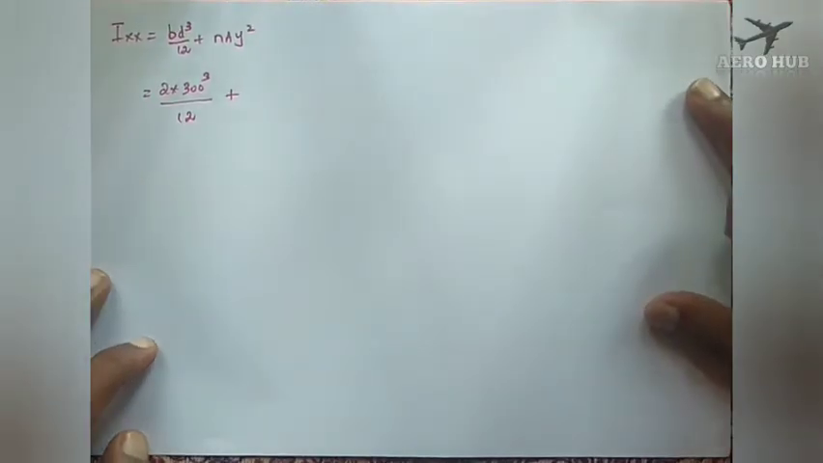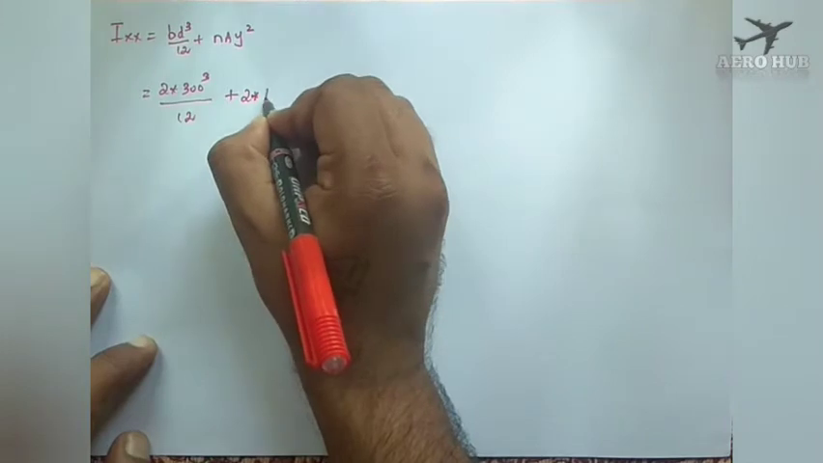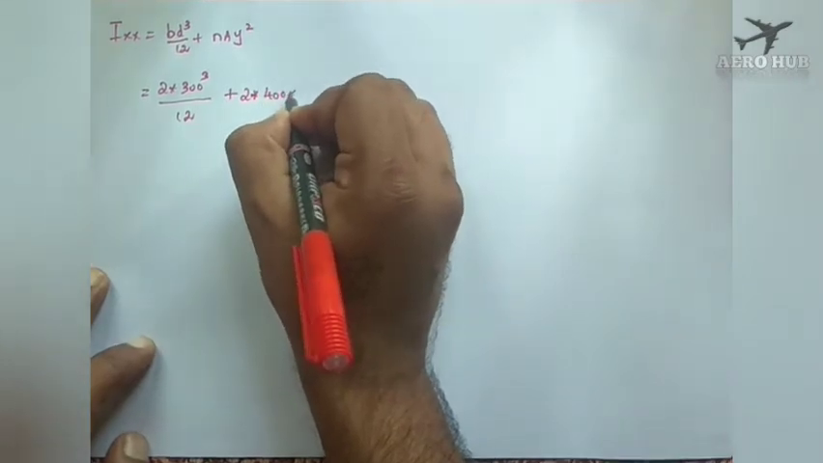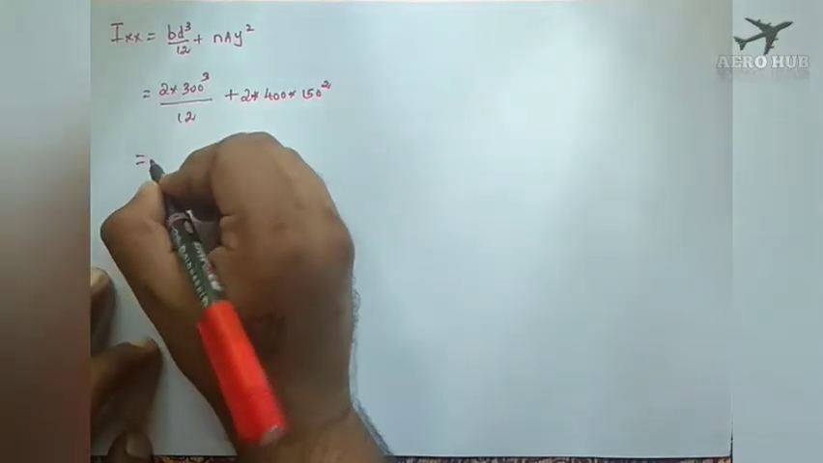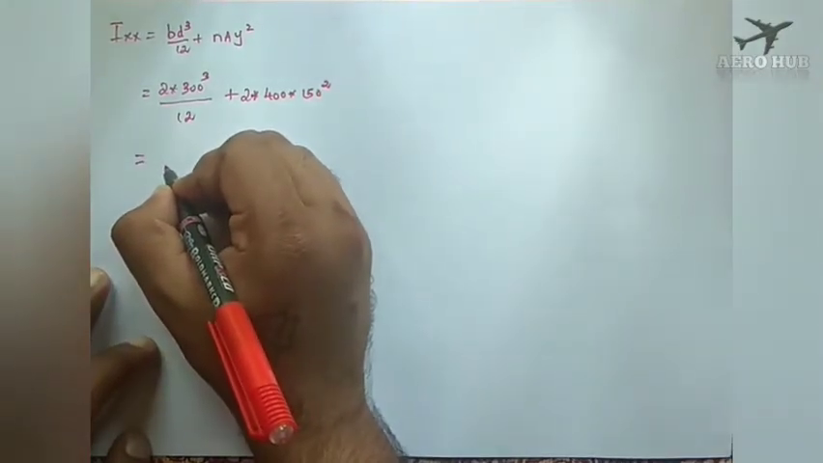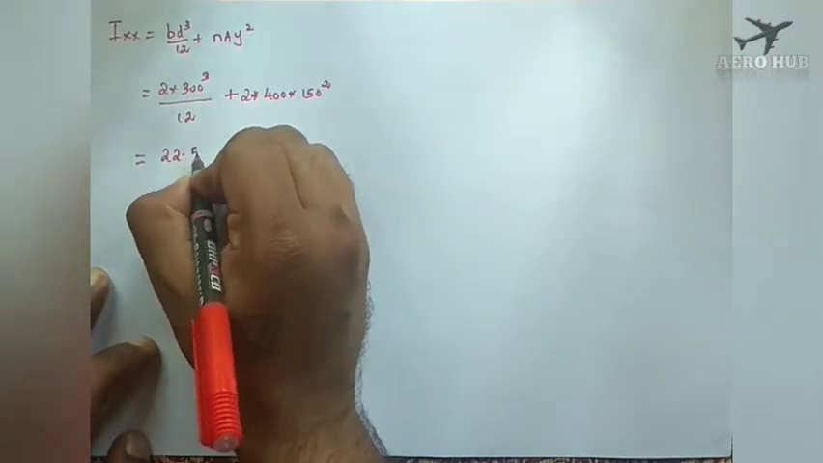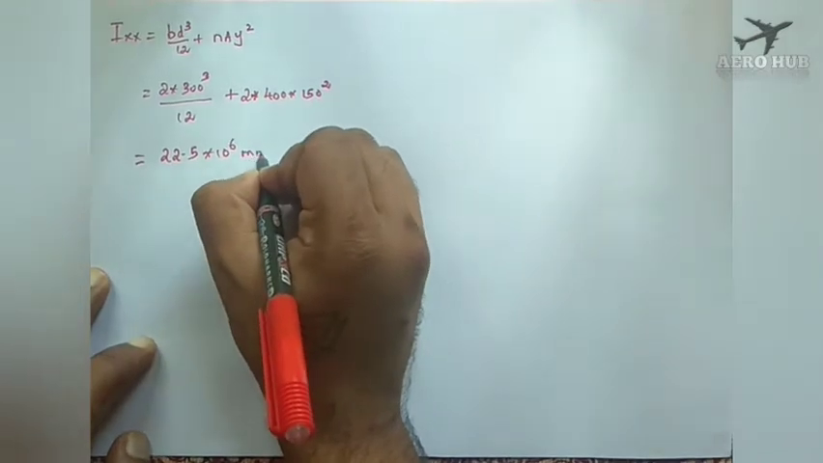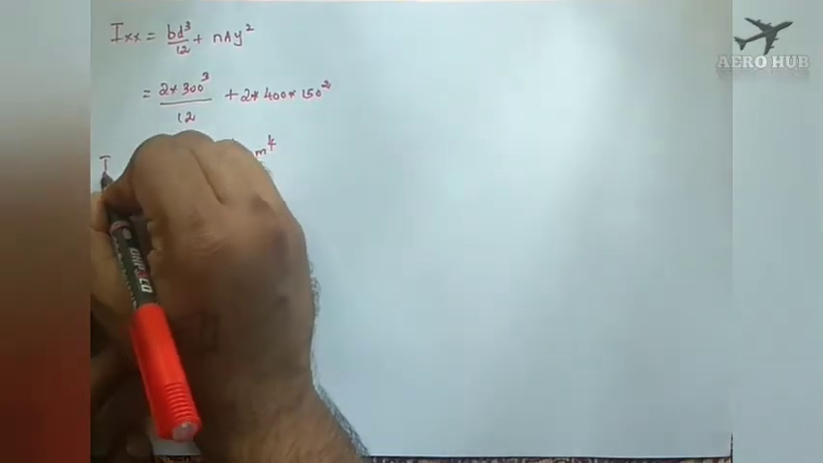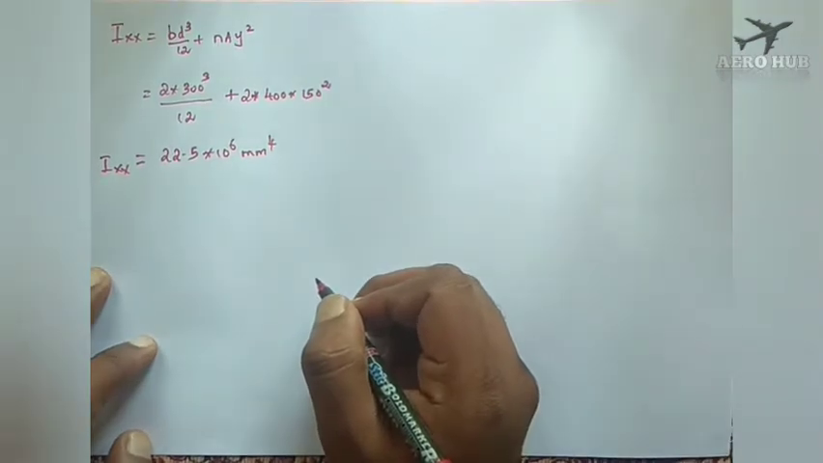So I can write the value of n is 2, the area is 400, and the value of y is 150 square. Okay, so I'll be getting the answer for moment of inertia as 22.5 into 10 power 6 millimeter power 4. This is the value of Ixx. So we got the value of Ixx, we have the value of moment and we have the value of y.